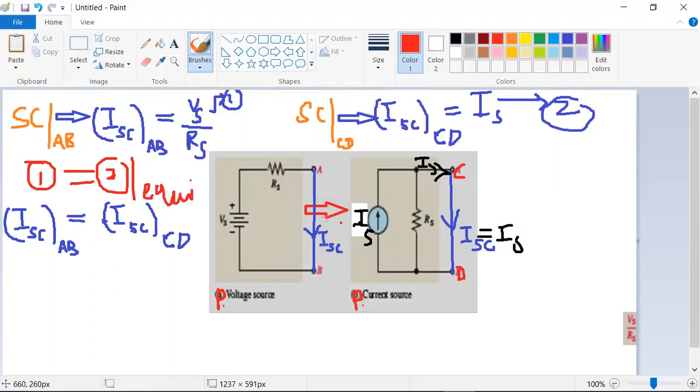So the output terminals should be the same. After converting this voltage source, my output power drawing capability should not be affected. That is the condition I made in the initial stage. Then the current flowing through A and B, after converting to the C and D terminals, should not be affected. That is the reason I made this condition: Isc of AB is equal to Isc of CD. What about the Isc of AB? As you know, it is Vs by Rs. Let me substitute that value itself.